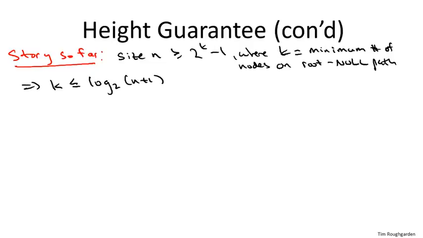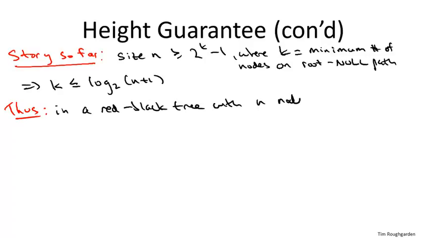Well, now let's start thinking about red-black trees. So in a red-black tree with n nodes, what does this say? This says that the number of nodes, forget about red or black, just the number of nodes on some root null path has to be at most log base 2 of n plus 1. In the best case, all of those are black. Maybe some of them are red, but in the maximum case, all of them are black.